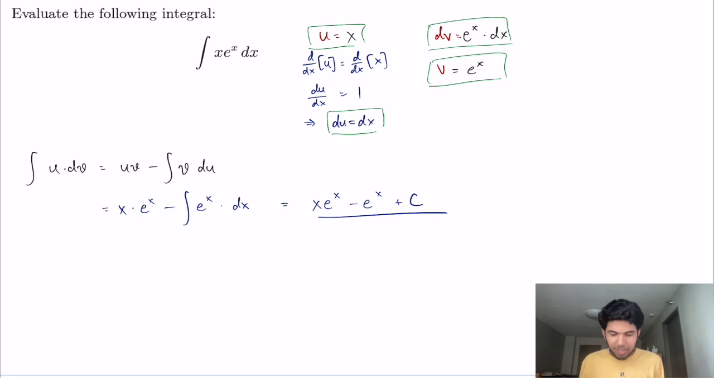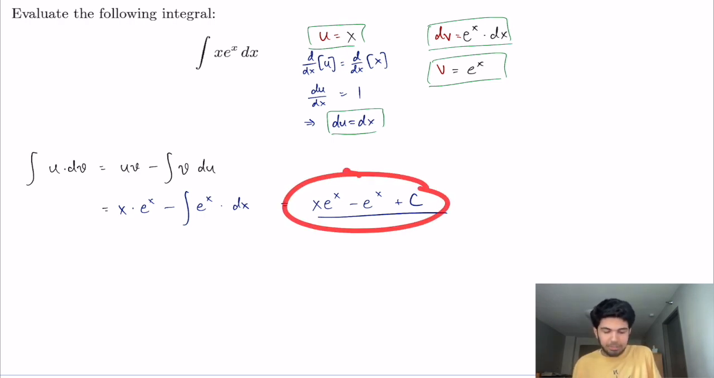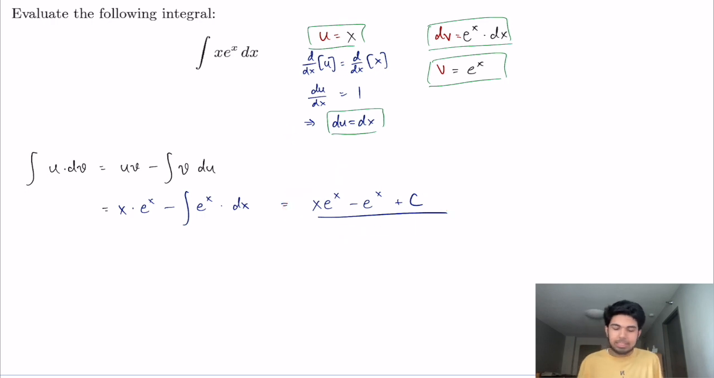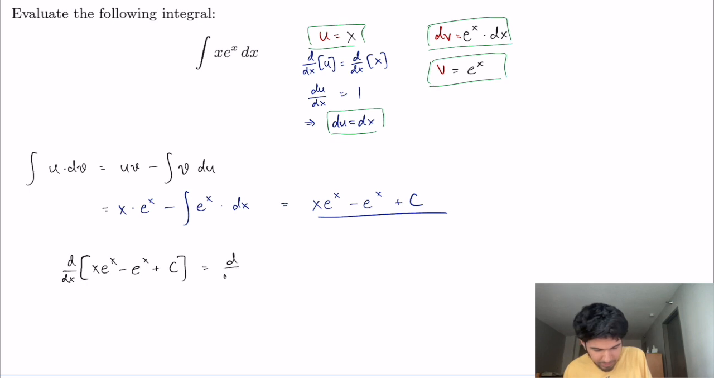Great. So now we can just double check to make sure we got the correct answer. And for that, we can take the derivative of what we just obtained, and if the derivative of that equals x e to the x, then we're good. So let's check. d/dx of x e to the x minus e to the x plus c, well, that's going to be the derivative of x e to the x minus the derivative of e to the x plus the derivative of c.